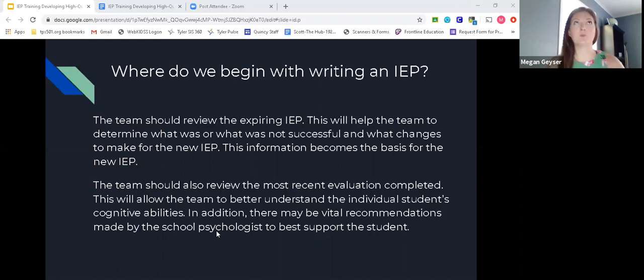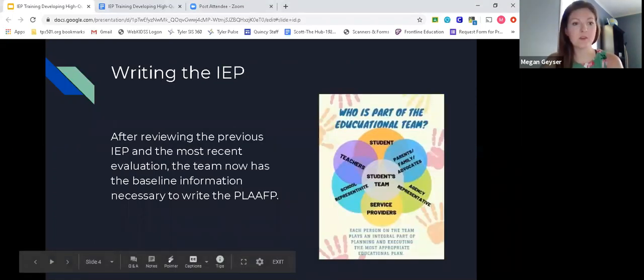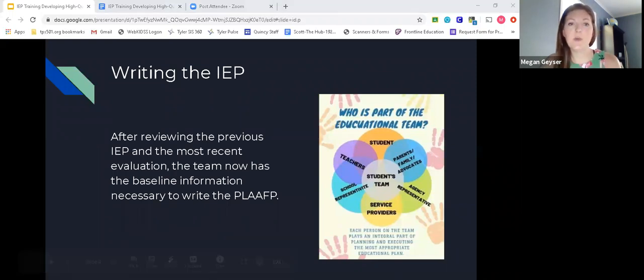So if a student has different pieces of the subtest, and if they have great vocabulary and they're able to answer oral questions, we can make sure that we have that written in the PLAAF and we can support the student that way. So after reviewing the previous IEP and the most recent evaluation, the team now has baseline information necessary to write the PLAAF or the PLAAFPs.